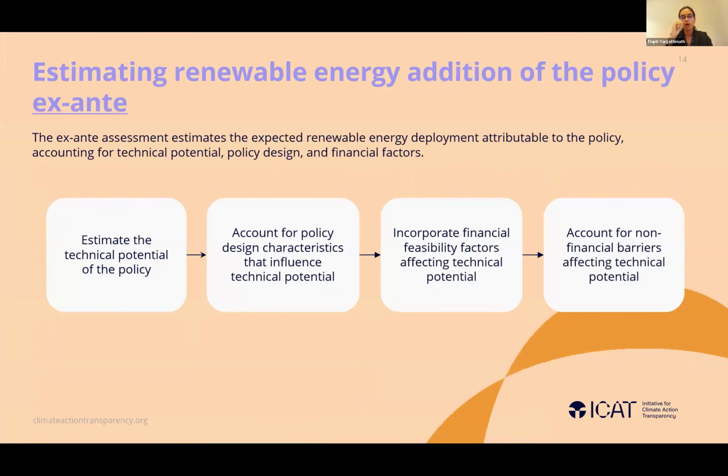The next part focuses on estimating the renewable energy deployment resulting from a policy, primarily using an ex ante approach. The idea here is to start by looking at the technical potential and then gradually consider the different factors that could affect how much of that potential can actually be achieved. The methodology provides a 4-step approach for estimating the renewable energy additions, and the 4 steps essentially take us from the technical potential through to policy design, financial feasibility, and finally to the non-financial barriers that may limit the deployment.